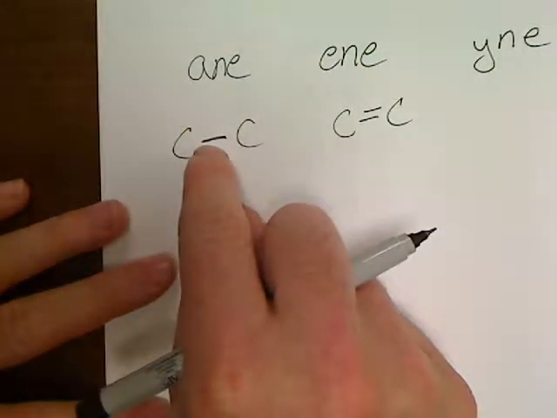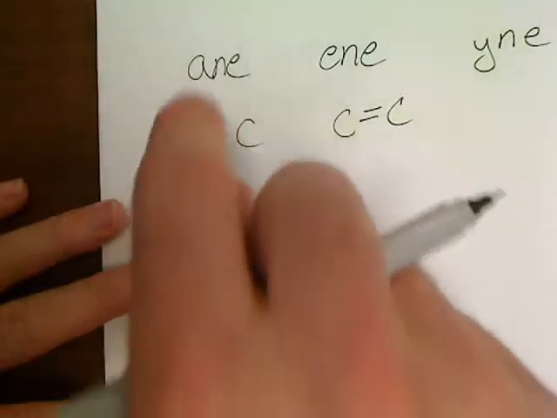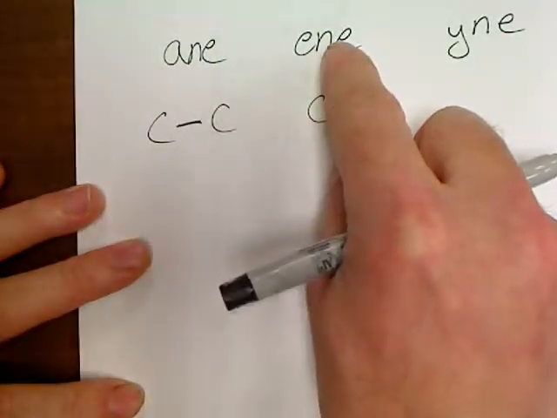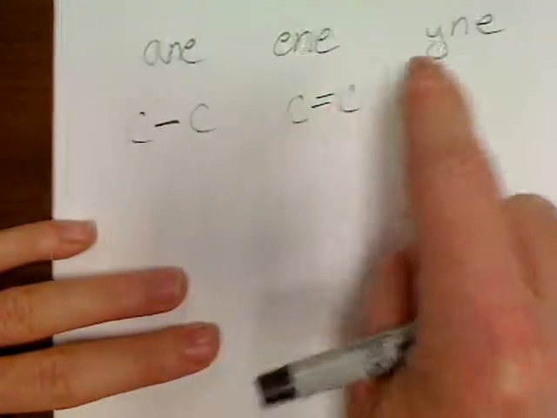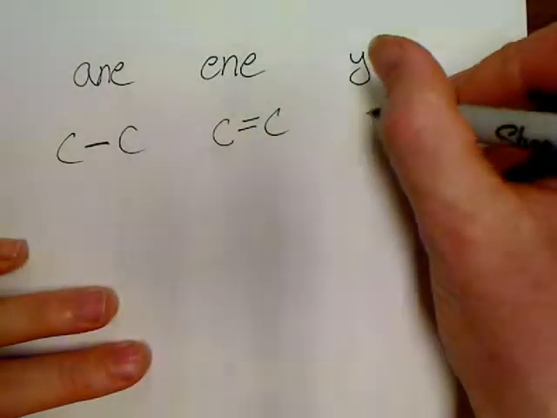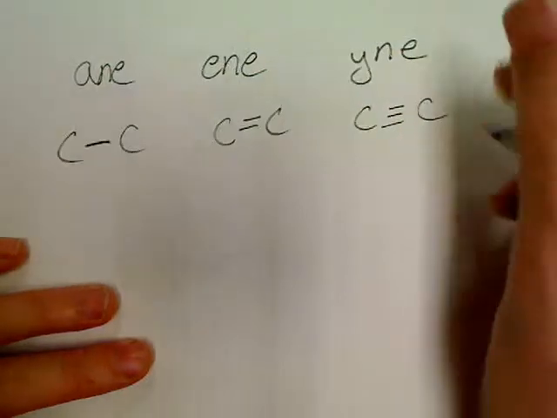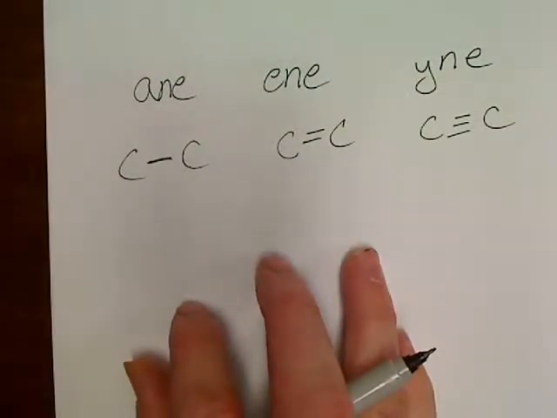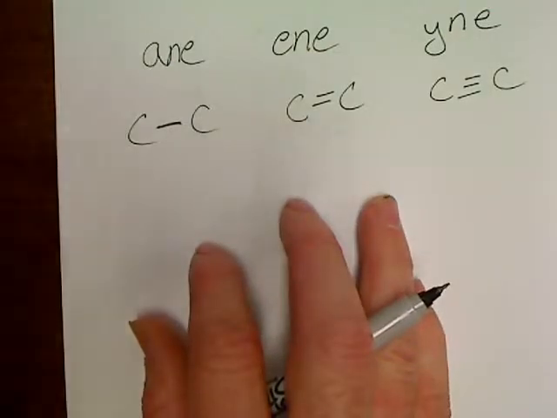Anyway, if you see ane, that means a single bond between your carbons. If you see ene, that means a double bond. And if you see yne, you can probably guess that means a triple bond between your atoms. So right off the gate, it gets pretty easy.